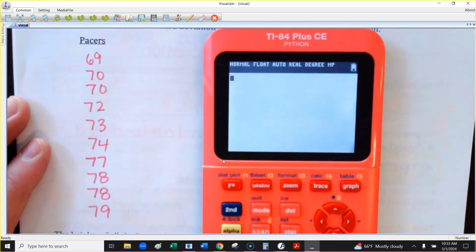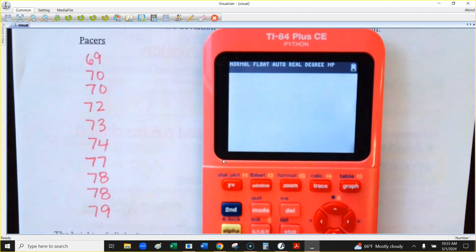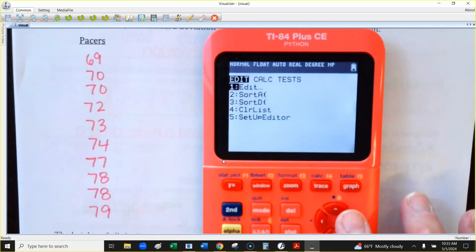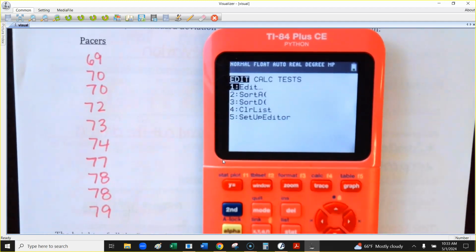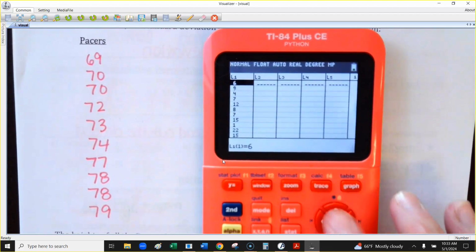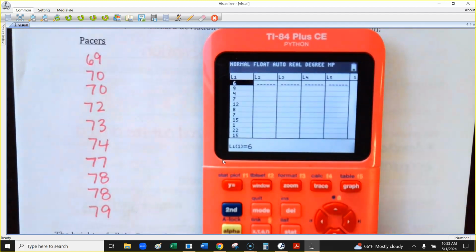So I'm going to do what I did yesterday. I'm just going to go to Stat, and I'm going to go to the Edit menu, just the first one, hit Enter. And if you have data in here from yesterday, I'm just going to arrow up to the top, hit Clear, and hit Enter. You have to hit Enter, it'll wipe that whole column out.